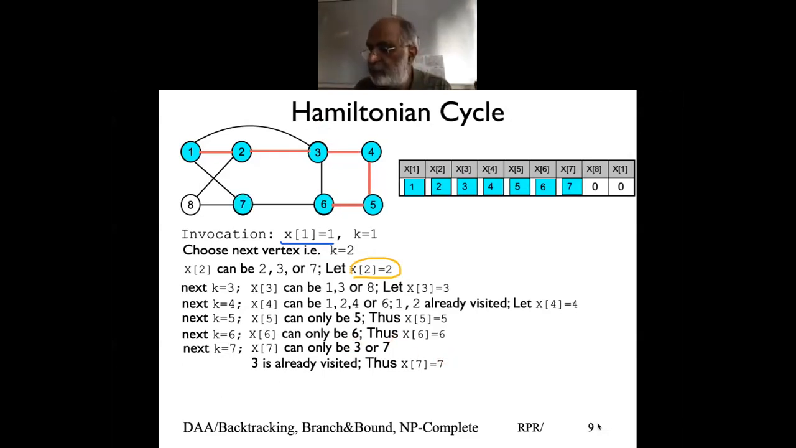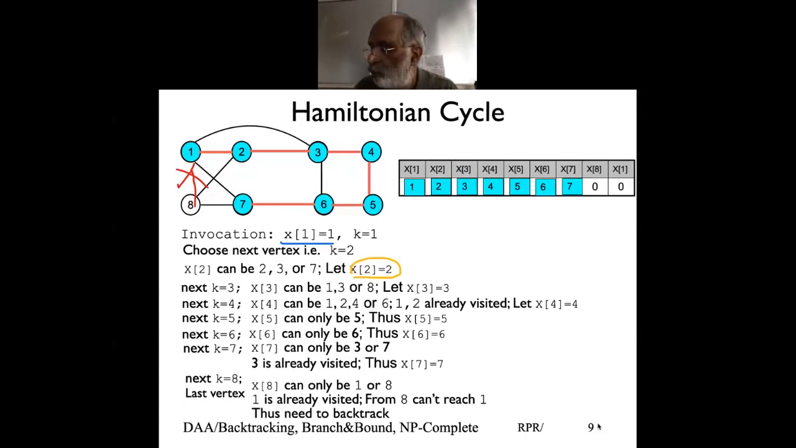Now vertex 8, k is equal to 8. From 7, I can come to 8. But if I choose 8, can I come back to 1? Because it's my last vertex. Remember, from the last vertex, I should be able to come back to the first vertex. Now if I choose 8, I can come from 7 to 8, but this path is not possible. So that means 8 cannot be chosen. And because 8 cannot be chosen, we start backtracking and go back to the place where we made a wrong decision.